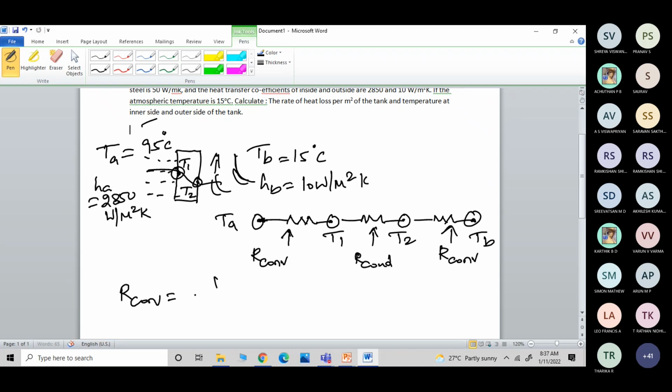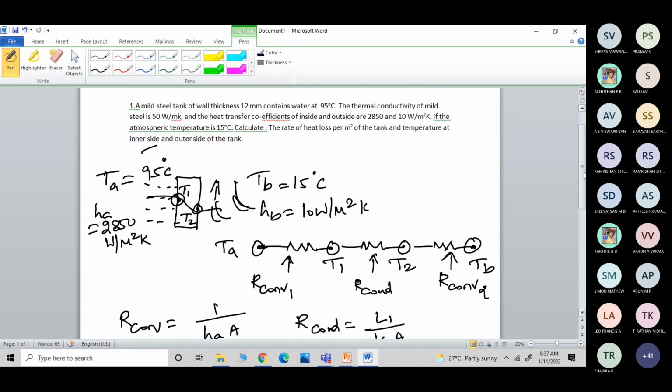Now we know that Q equals temperature difference over total resistance. What is convective resistance? R convective is equal to 1 by h into A. Take it as R convective 1, this is R convective 2, and R conductive is equal to L1 by K1 into A. Kindly bear with me because I am writing on a very smooth surface, so the handwriting will not be that great. All of you have taken the problem?